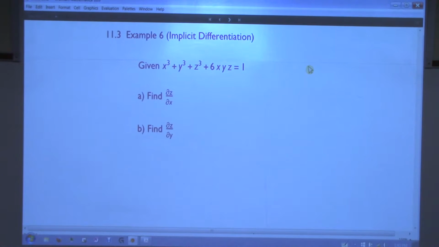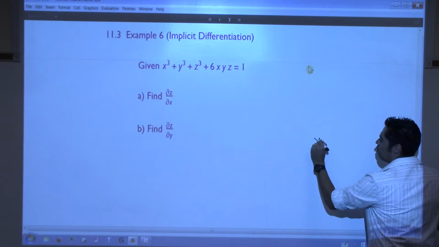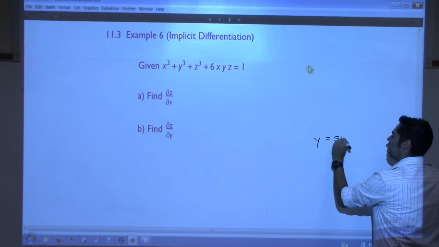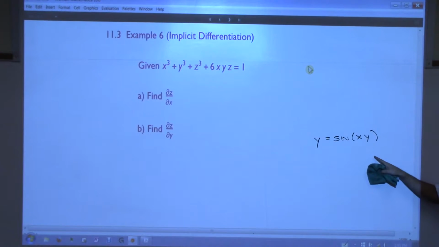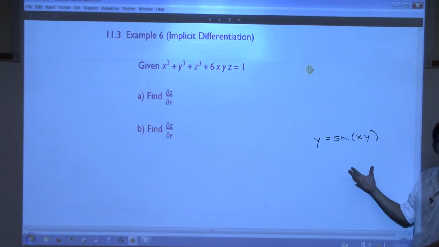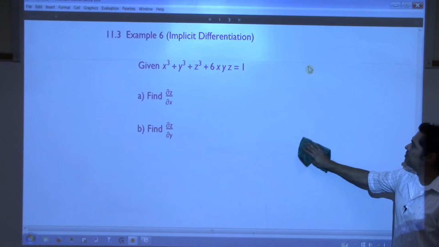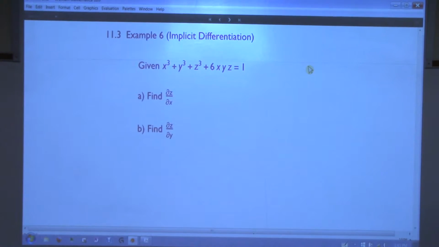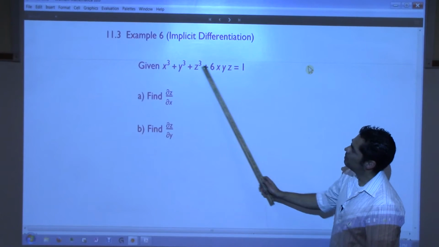Hey, remember implicit differentiation? Things like in Cal 1 where you had like y equals sine of xy, and you were trying to find what the derivative of y was, what y prime was, and you couldn't solve for y, so you just had to do this implicit differentiation. Same story here. We can do implicit differentiation, but it's partial implicit differentiation. Because look at our equation. How many variables does it have? 3.